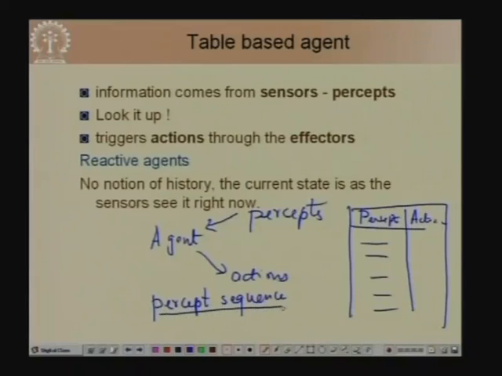Now, the number of possible percept sequences can be very large. In fact, it can be infinite if the agent acts over many, many unbounded time steps. So, this table can become very large if you have a mapping from percept sequence to action. In the case of simple tasks where the action only depends on the current percept, it may be easy to develop a table-based agent, but it is infeasible when the correct action or the best action depends on the past and not only on what the agent sees or perceives at the current time step.